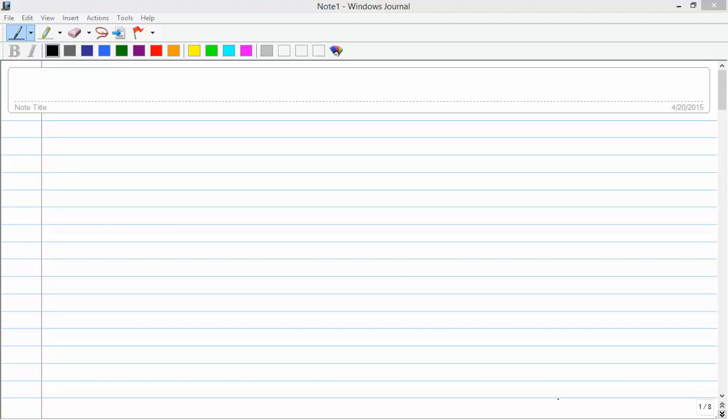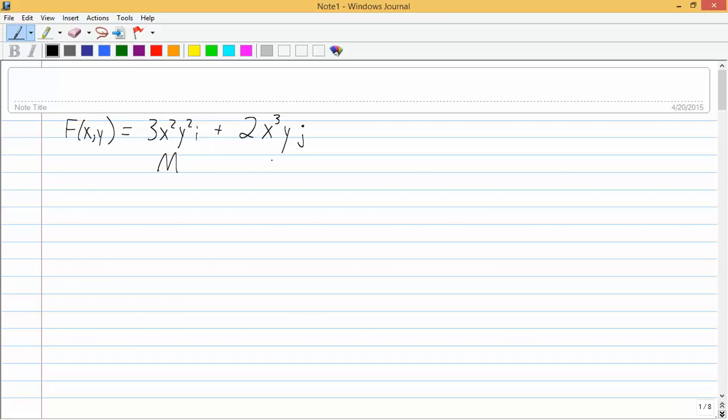But let's first figure out if this given vector field is conservative, and then if it is conservative, let's find a potential function for the vector field. We have capital F of x, y is equal to 3x squared y squared i plus 2x cubed y j. Alright, so this in front of the i, that's our M. This in front of the j, that's our N.